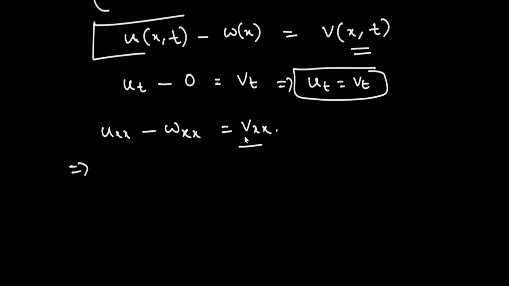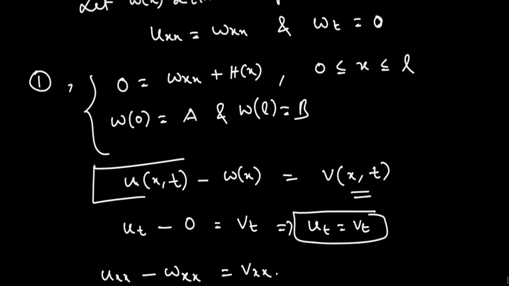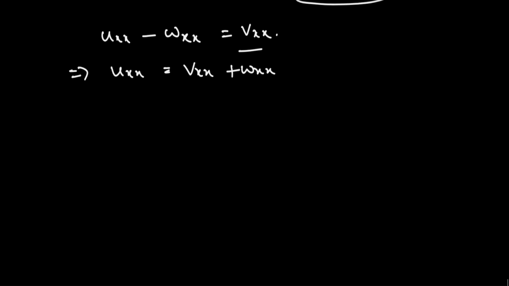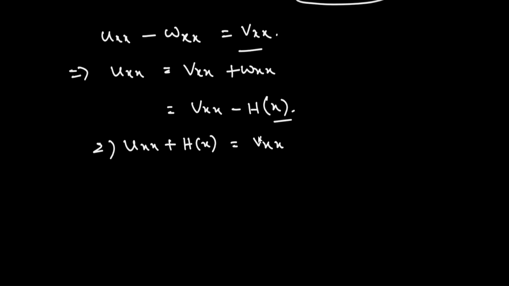This implies u_xx is equal to v_xx plus w_xx. Now w_xx means, from this we can write, w_xx means minus h(x). So this is equal to v_xx minus h(x). Therefore we can write u_xx plus h(x) is equal to v_xx.